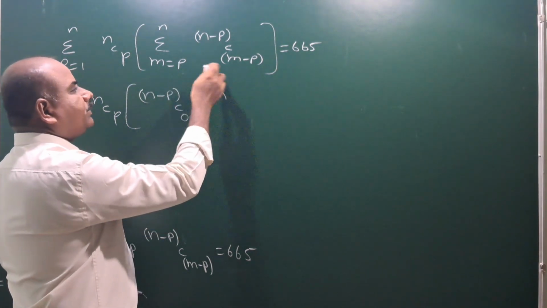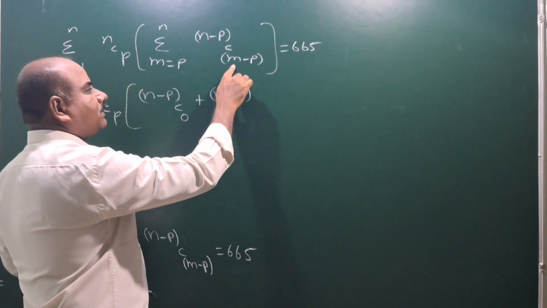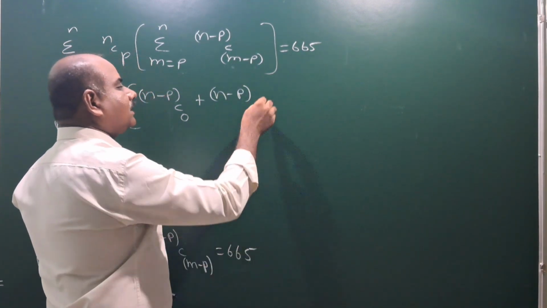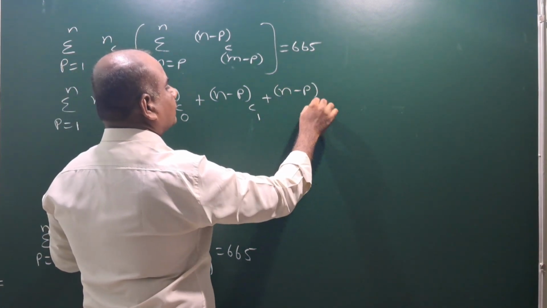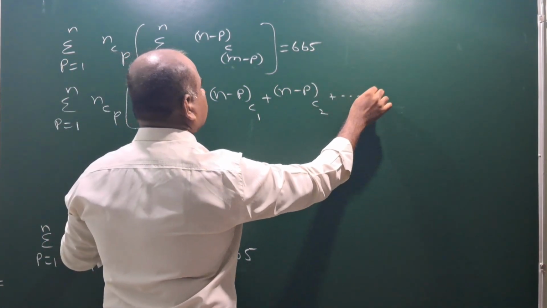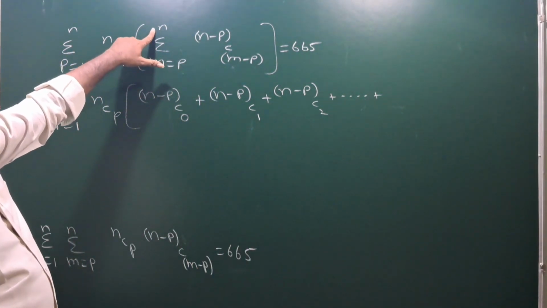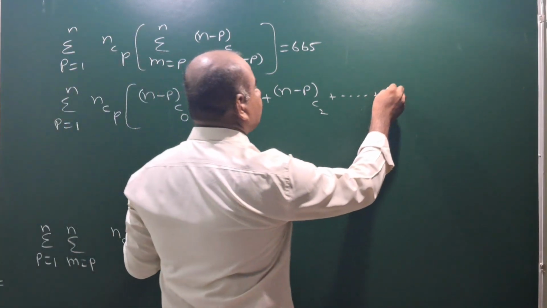Next we substitute p plus 1 here: n minus p C p plus 1 minus p. So p cancels, we get 1. Similarly, in this way we get n minus p C 2 and so on. At last, finally, we have to substitute m equals n, which gives n minus p.